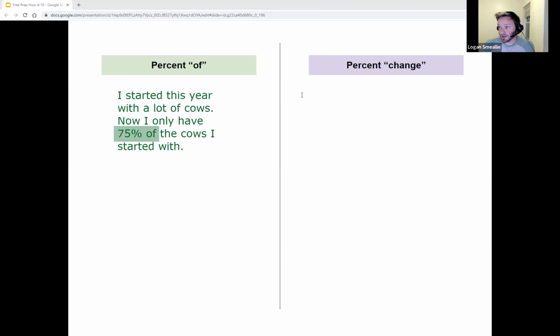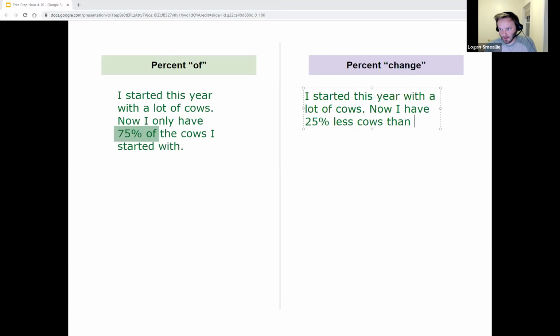I could say the same exact fact, but say it in a percent change way like this. I started this year with a lot of cows. Now I have 25% less cows than I started with. And you can see the difference here. The word coming right after the percentage is less. And when you see a word like less than, greater than, stuff like that, you're very likely dealing with a percent change question, and the math behind it is a little different.